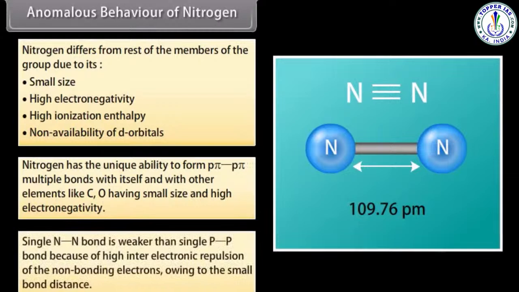Single nitrogen-nitrogen bond is weaker than single phosphorus-phosphorus bond because of higher inter-electronic repulsion of the non-bonding electrons owing to the small bond distance.